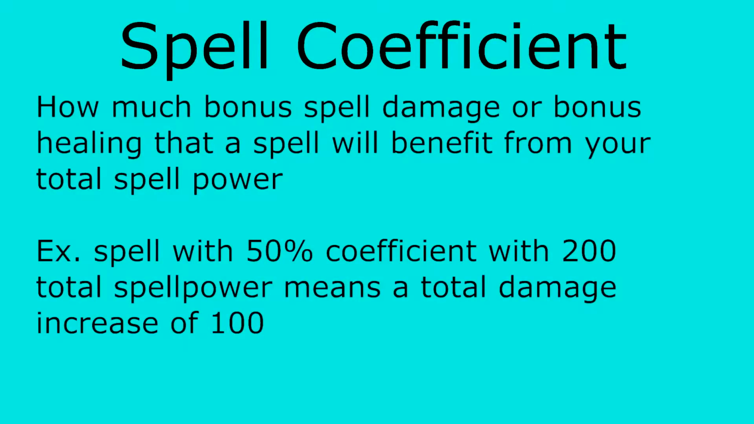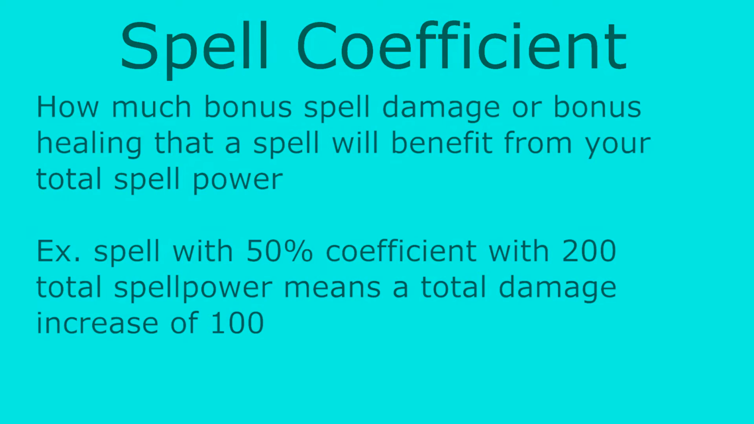Hey guys, Chimmy here from Until TV, and today we're going to be talking about spell coefficients and how they work in classic WoW. Spell coefficients is basically the bonus spell damage or bonus healing that a spell will benefit from your total spell power. For example, a 50% coefficient spell with 200 total spell power that the character has means the total damage increase to the spell will be 100.